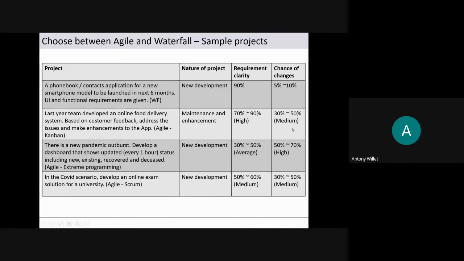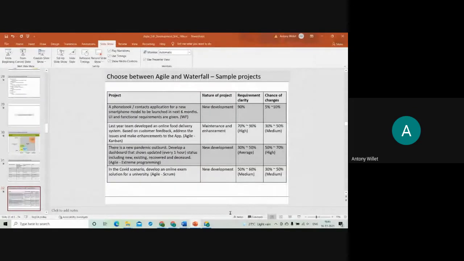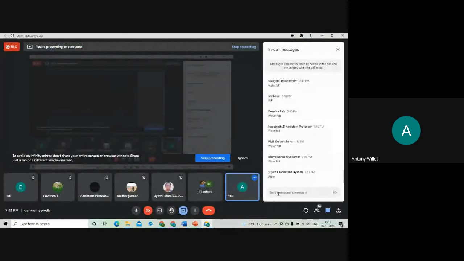What can we use in this case? Agile or waterfall? Can you type? It's a maintenance project. The requirement is not exactly clear, and the chances of getting new requirements are high.